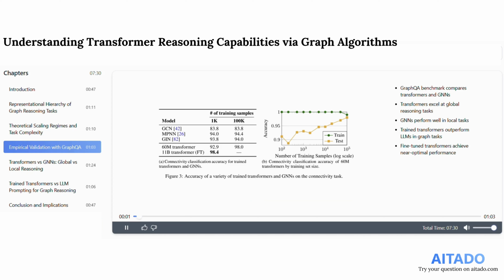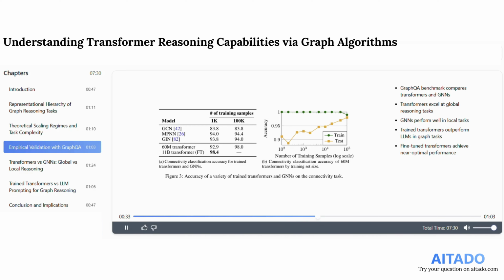The empirical validation using the GraphQA benchmark provides a comparative analysis of transformers and GNNs. Here, transformers demonstrate a strong advantage in global reasoning tasks, outperforming GNNs, particularly when more training samples are available. The left table illustrates how different models, including GCN, MPNN, and GIN, perform on connectivity classification tasks with varying data sizes. The 11B fine-tuned transformer achieves impressive accuracy, indicating near-optimal performance.